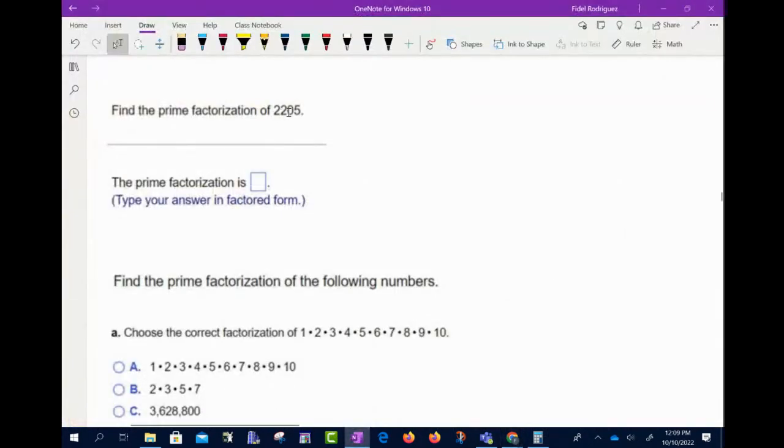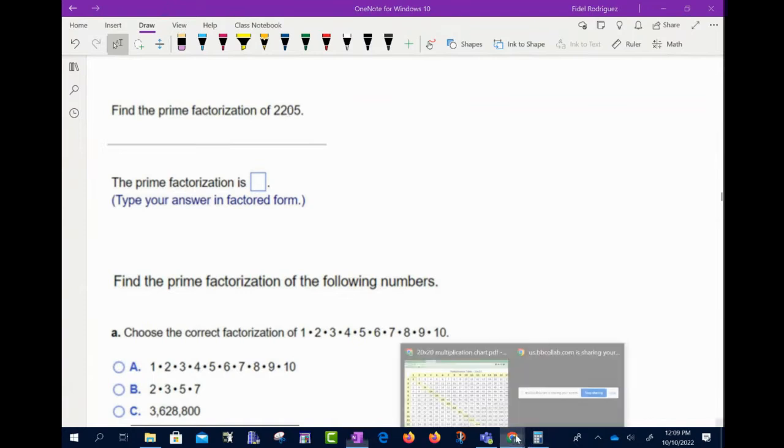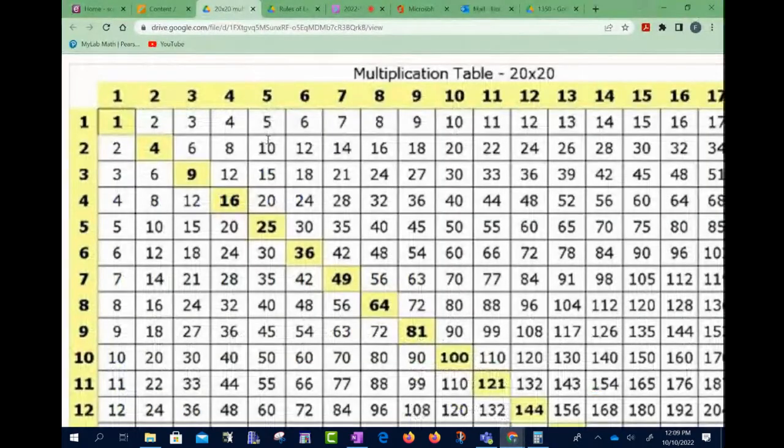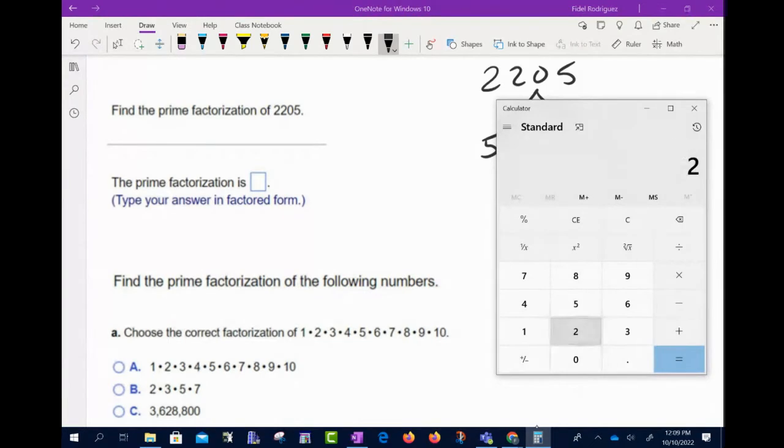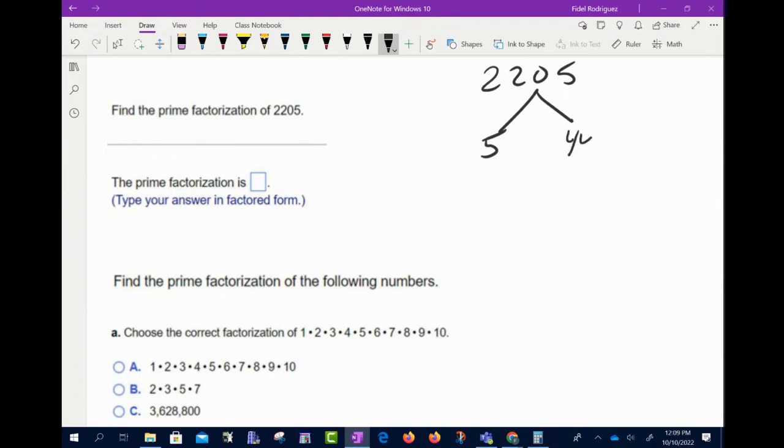Okay, so look at the number 2,205. Y'all, when I look at this number, I know I can divide it by 5 because a number can be divided by 5 if it ends in a 0 or 5, right? So what I would probably do is I'd say, look, I can divide it by 5. So let me get my calculator, 2,205. Let's divide that by 5, and I'm coming up with 441.